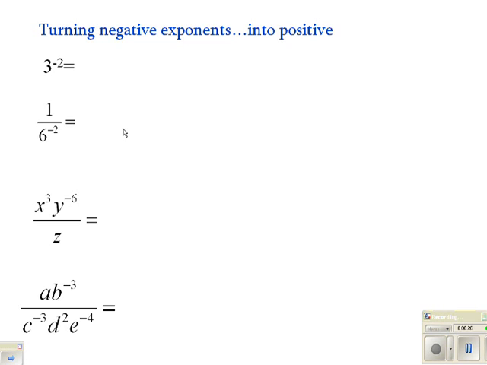Okay, so here's some specific examples. Watch this negative 2 exponent on the base 3. It's the same thing as 1/3 to the second power. But when the negative exponent is in the denominator, the opposite happens. It needs to go up in the numerator. So in this case, the x to the third power is perfectly happy where it is, but the y to the -6 is out of place.